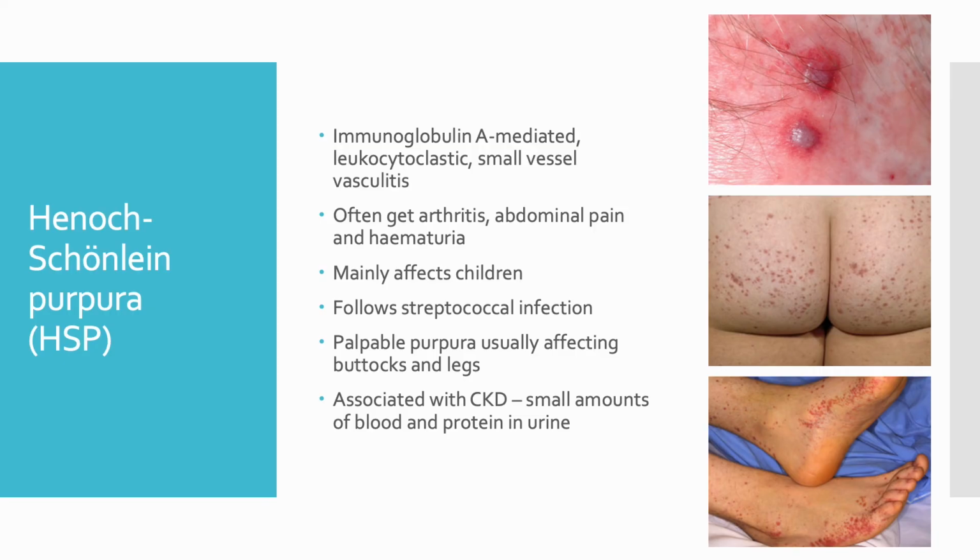Henoch-Schönlein purpura is an IgA-mediated small vessel vasculitis, and it commonly presents in the skin with palpable purpura, often in childhood, but it can occur in adults, and the palpable purpuric lesions tend to occur over the buttocks, lower legs and feet. So the important thing is the purpura is palpable, and sometimes blistering can occur within the areas of small vessel vasculitis.